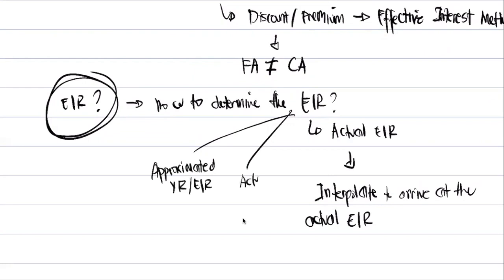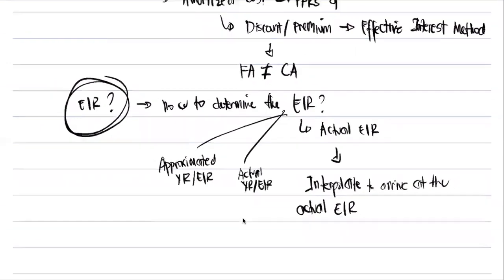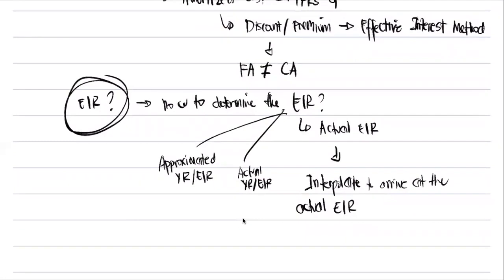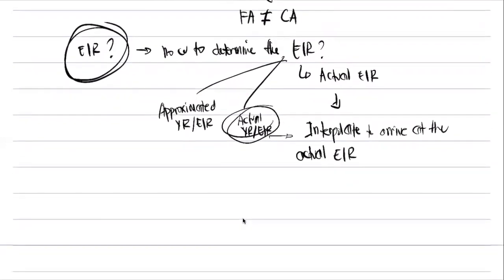Next, we have your actual yield rate or effective interest rate. What we use here in financial accounting is the actual yield rate or effective interest rate. Therefore, we use the process of interpolation. So we interpolate to arrive at the actual effective interest rate. So sir, how should we interpolate? By interpolating, you just get the present value using an effective interest rate.